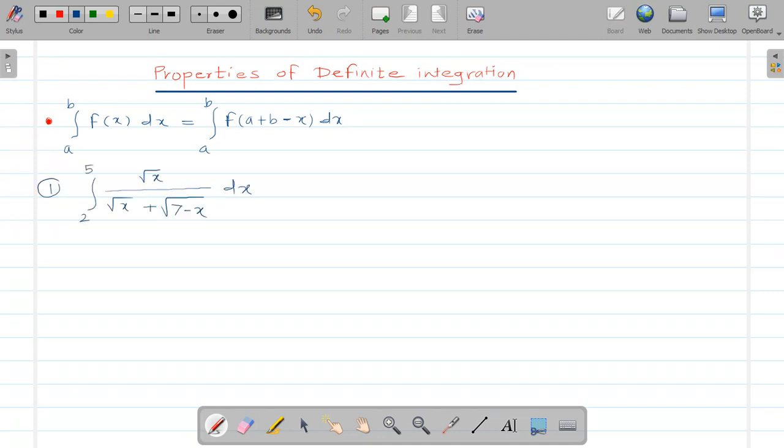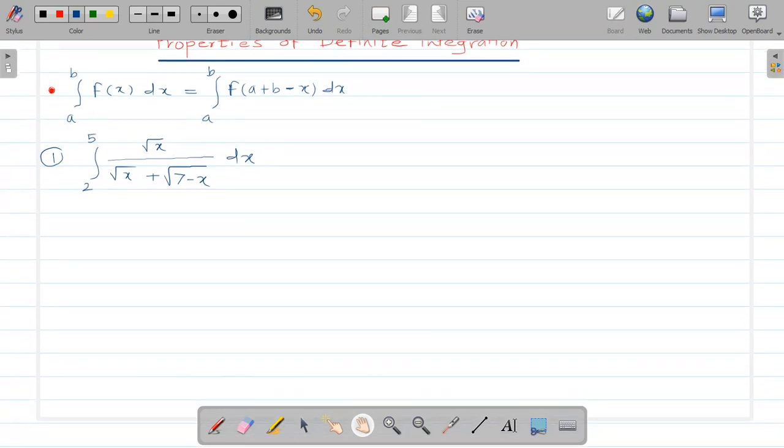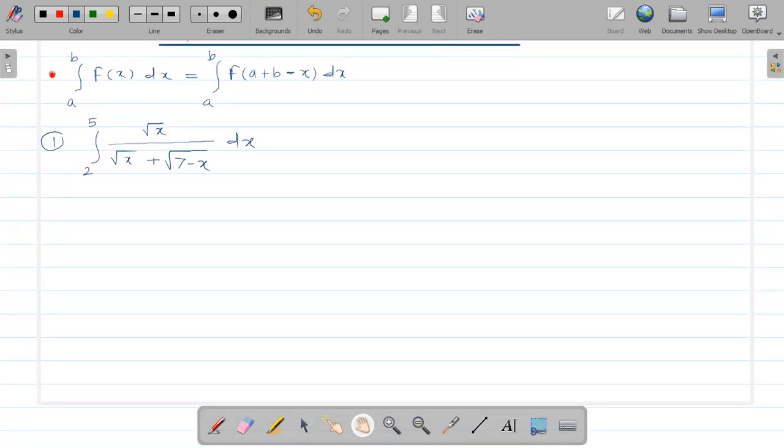So see, this is the first example related to this property. Integration from 2 to 5 of root x upon root x plus root of 7 minus x. First of all you have to identify that this property is applicable here. So in the answer, how will you write? First of all I will write the given integration: I is equal to integration from 2 to 5, where the lower limit is 2 and the upper limit is 5, of root x upon root x plus root of 7 minus x.